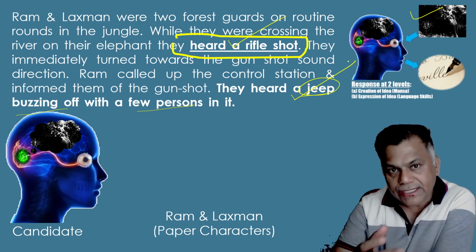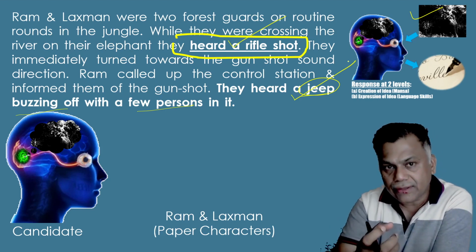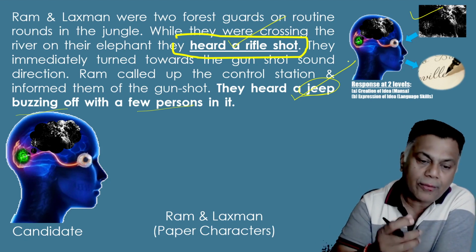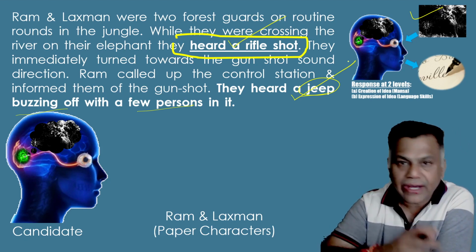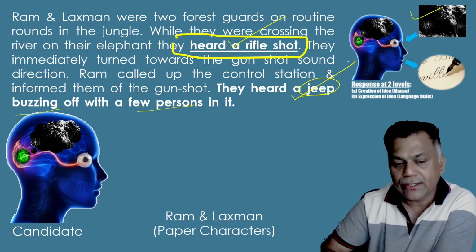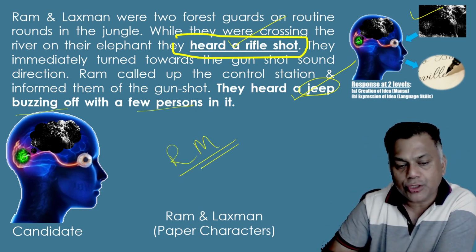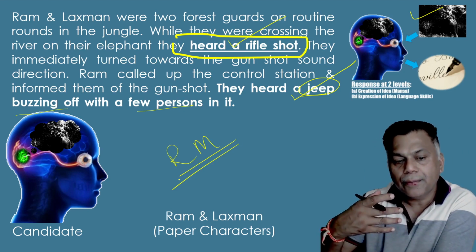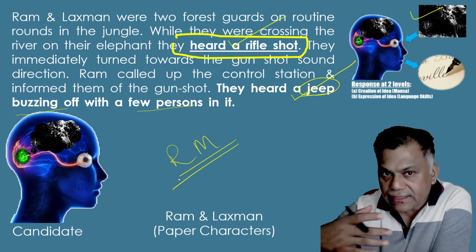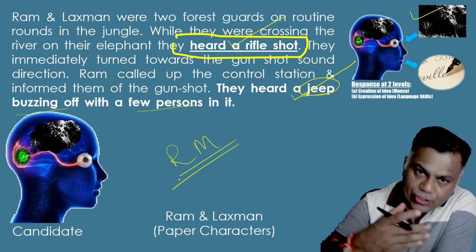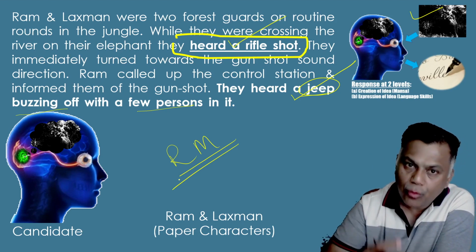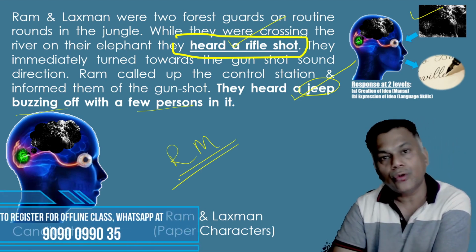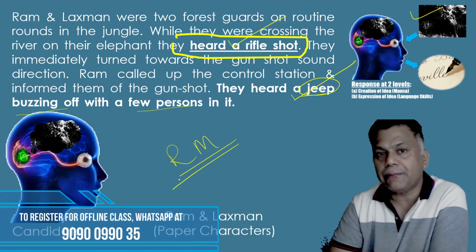Now this jeep buzzing off with a few persons in it, this is the accuracy of information on which you can act. But the problem is you are on an elephant and they are on a jeep. So there is a resource mismatch. What do you understand by resource mismatch? Tell me. Resource mismatch means the resource of the people who fired the gun, that's the jeep, and the resource on which you are traveling is an elephant. The mobility of an elephant is much lesser compared to the mobility of a jeep. So they have a resource advantage as compared to Ram and Lakshman.